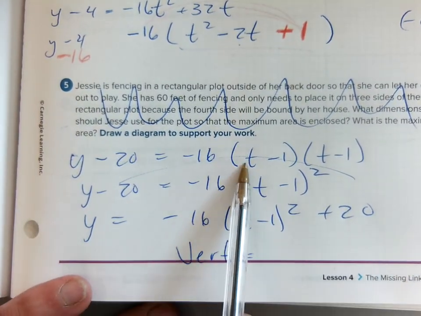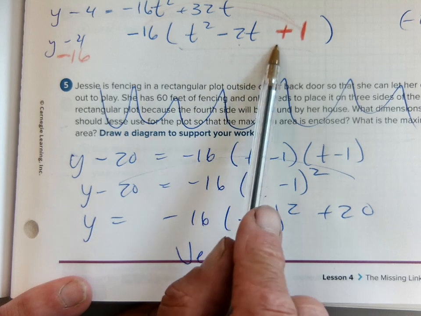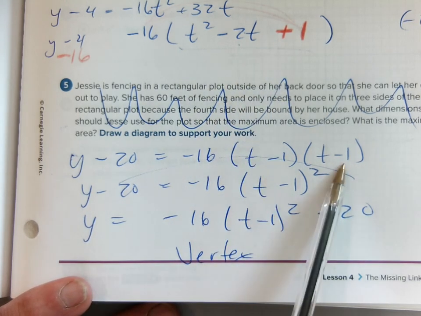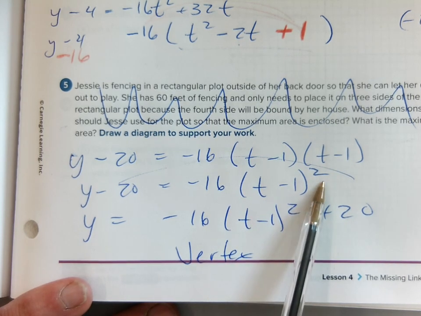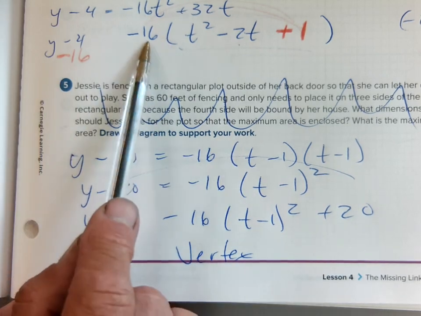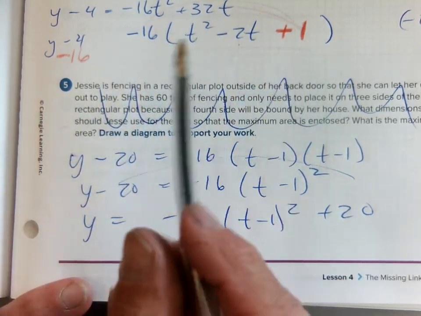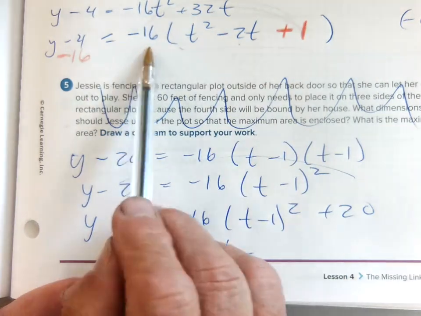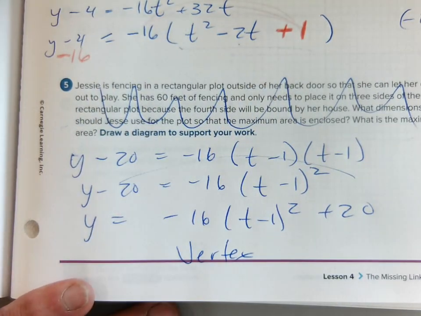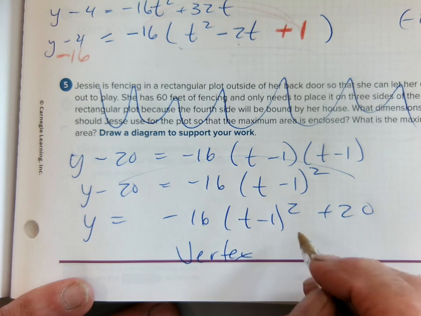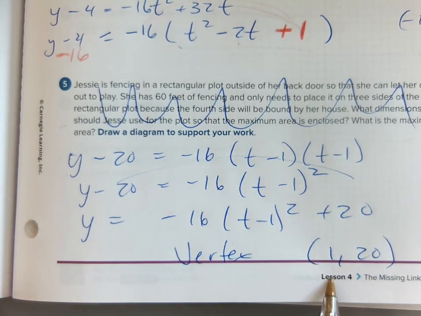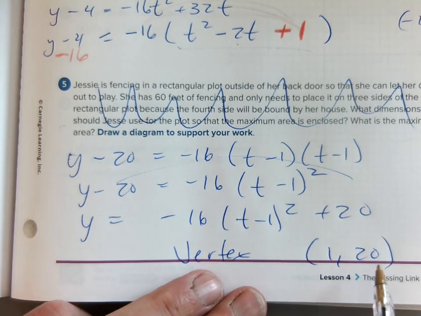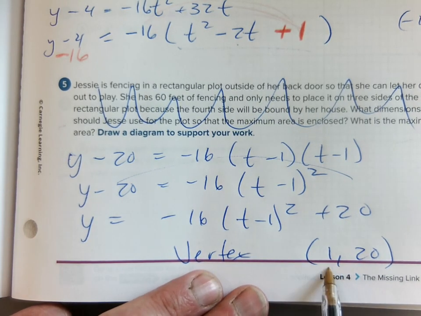Okay, what did I do? I factored it into (t minus 1)(t minus 1). I then made it (t minus 1) squared. I brought the 20 back over, and the 20 came from the fact that I added, on this side, and this is a little tricky, I added -16, so I had to add -16 to that side. So the vertex has to be at (1, 20). What does that tell me? If that's the vertex, we know that the highest height of the ball is 20 feet at 1 second.